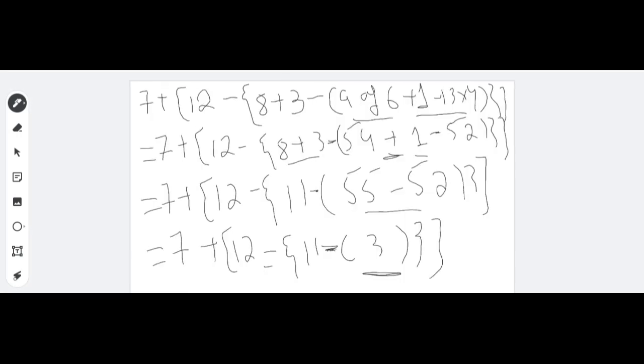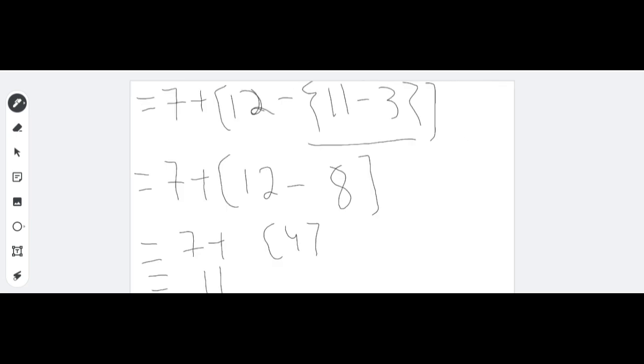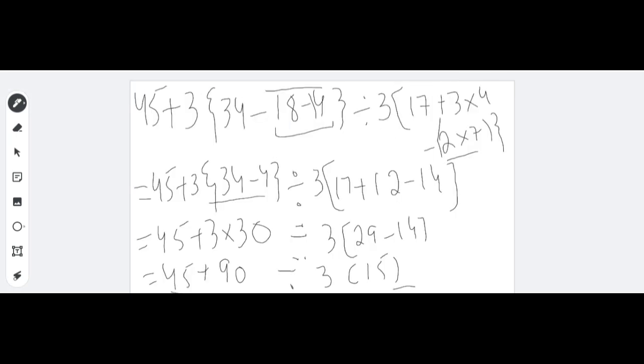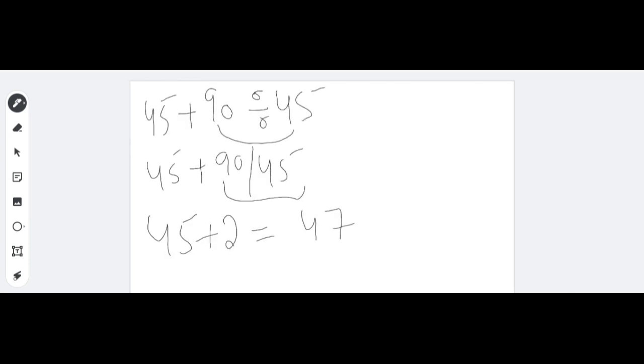Instead of that, we followed the ODMAS rule. Yes, in this question we don't have to solve the expressions separately. We have to solve them collectively. We have to follow the ODMAS rule inside the bracket, and after that we have to follow the ODMAS rule of brackets. After doing that we have to follow this ODMAS rule. Then we got the answer, which is 47.